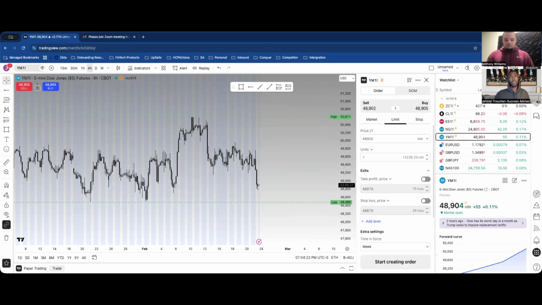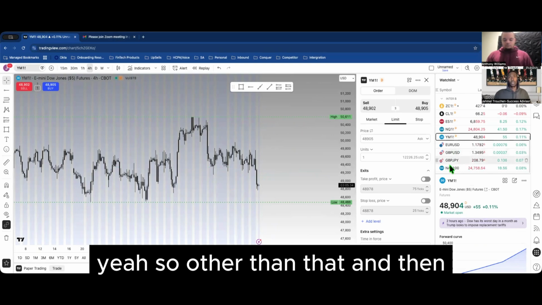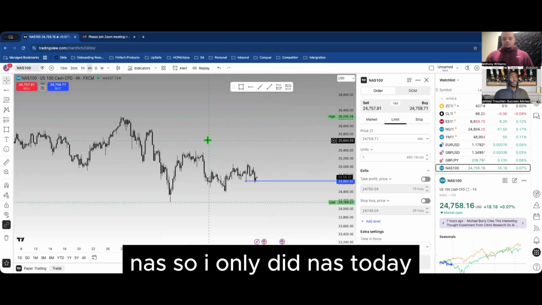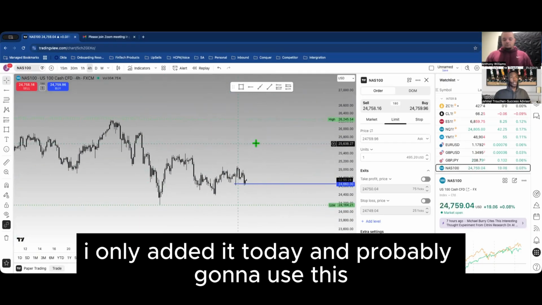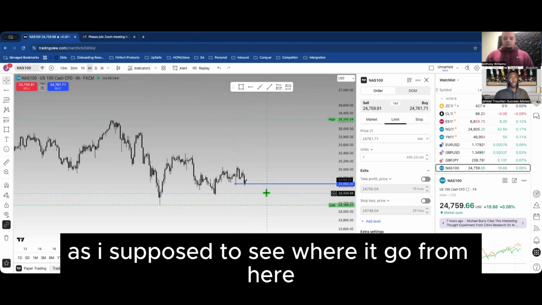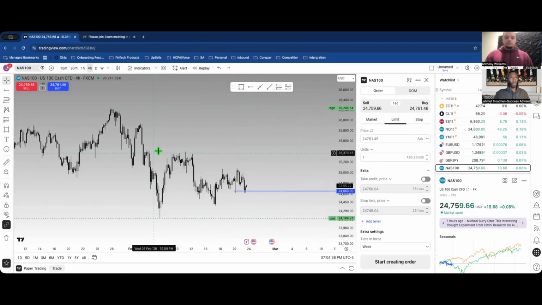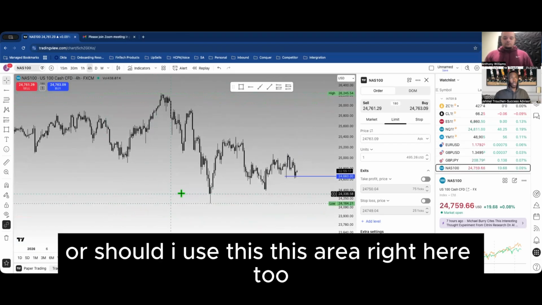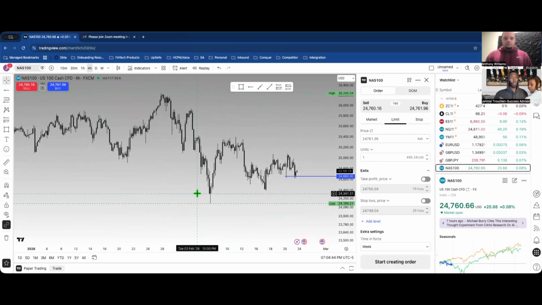So other than that, I only did NAS today. I only added it today, and probably going to use this to see where it goes from here. So even going back, or should I use this area right here too?